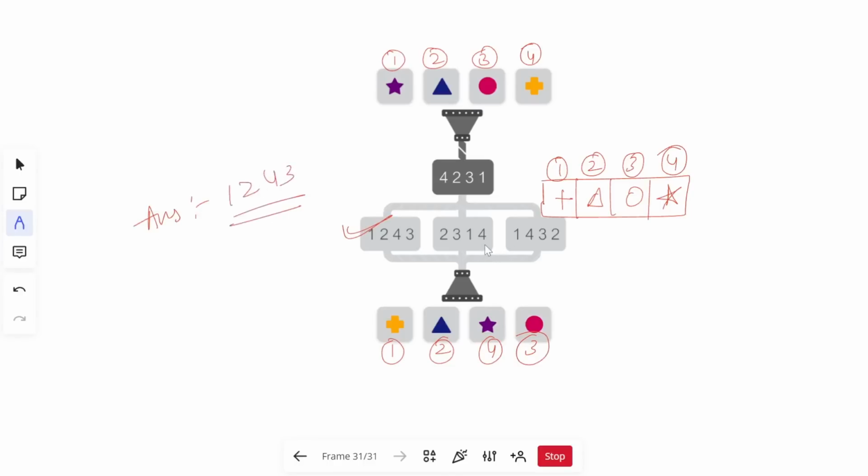Hope you have understood these types of questions. In these types of questions, basically an input image will be given to you, and one code will be given to you that you have to exactly follow. Based on that, you have to deduce the image, and then based on the deduced image, you have to figure out what will be the code that will be followed to give the output given. Okay, so the correct answer in this case will be 1, 2, 4, 3.